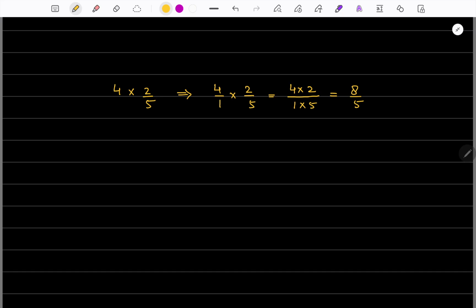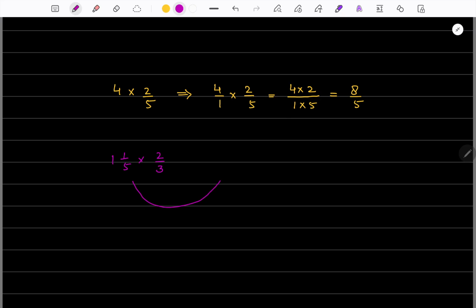So with this, we see that whenever we have a whole number, we simply place 1 and convert it into a fraction form. Similarly, if we have a mixed fraction, we need to convert it into its improper fraction form and then find the product of its numerators and its denominators. For that also, we take an example here.